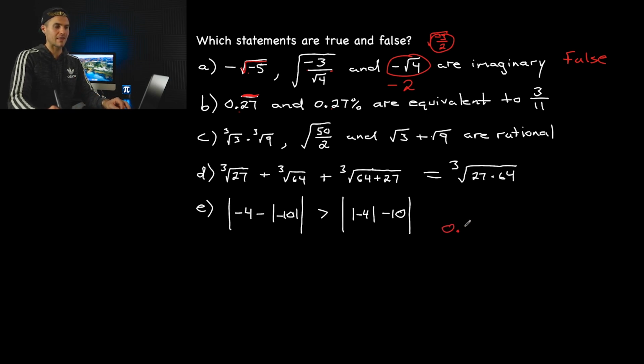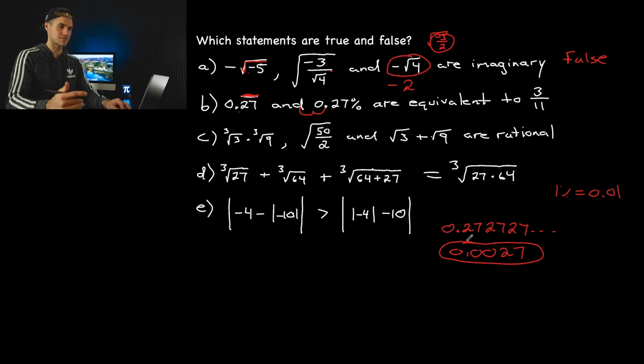0.27 repeating, that decimal is just going to be 0.27, 27, 27 repeating like that forever, versus 0.27%. That one ends up being a different decimal. For example, 1% as a decimal is 0.01. So that means 0.27%, if we divide this by 100, we will have 2 zeros there. That's going to end up being 0.0027, like that. That's what 0.27% as a decimal ends up being.